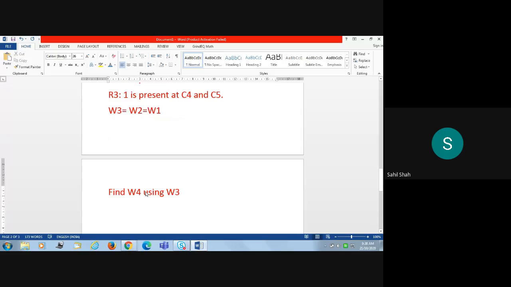So for W4, we have to consider fourth row and fourth column. C4, one is present at R1, comma, R3. R4, one is present at C1.